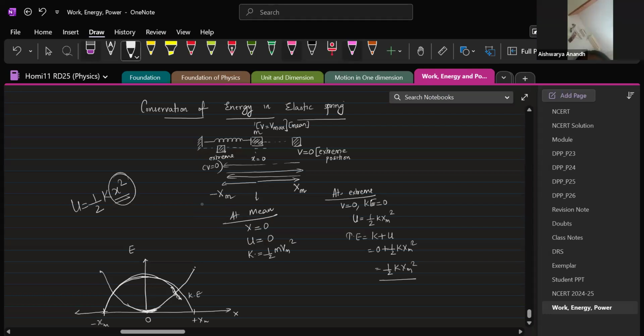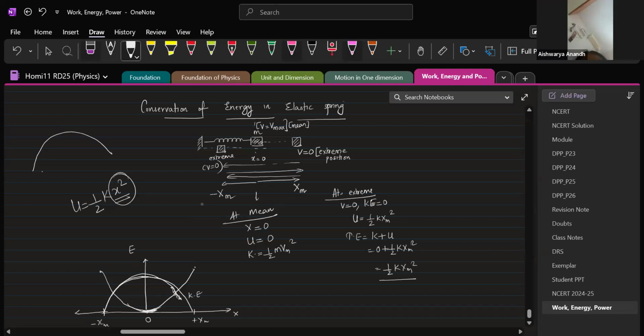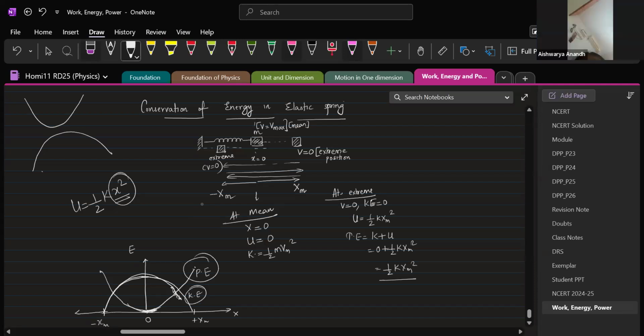But is it also a semicircle? No, it's not a semicircle actually. It's a parabolic shape. One is upside down and one is like this. Oh, okay. This curve is for potential energy, and the upside down one is for kinetic energy.